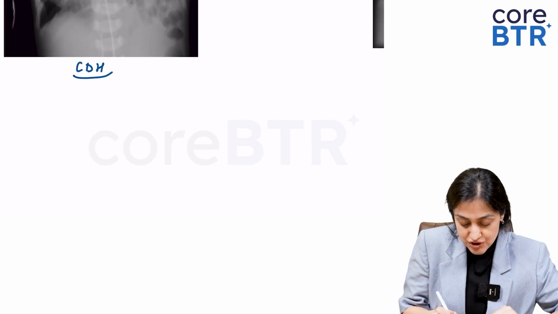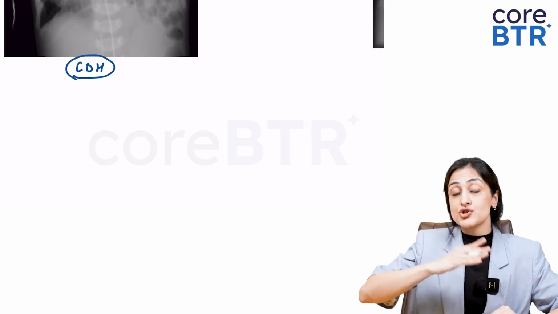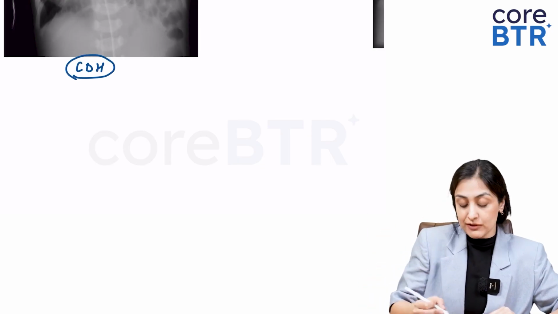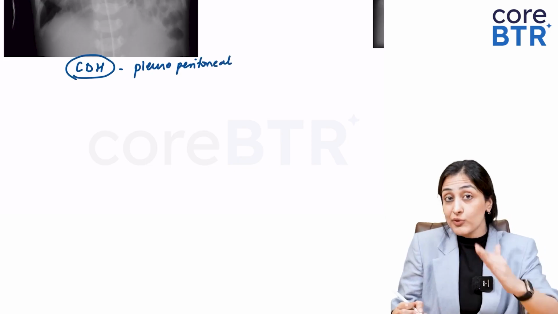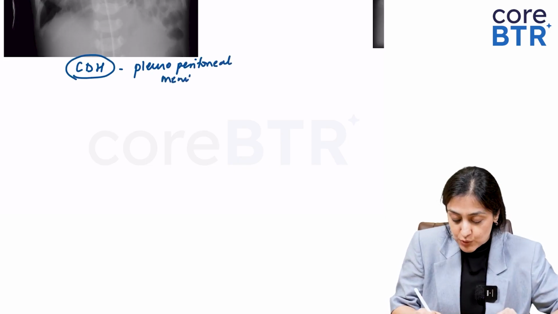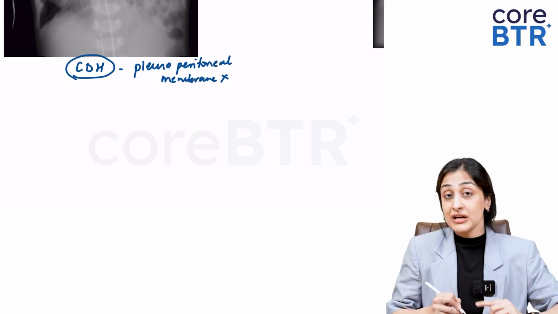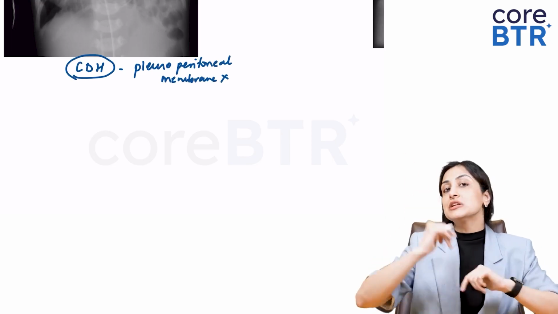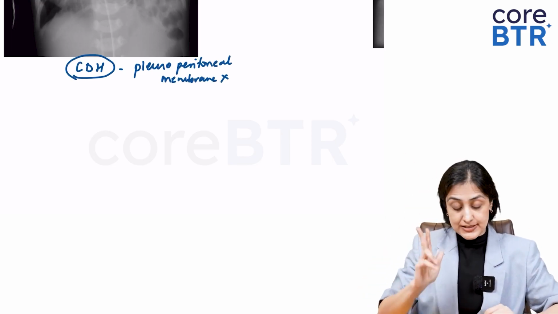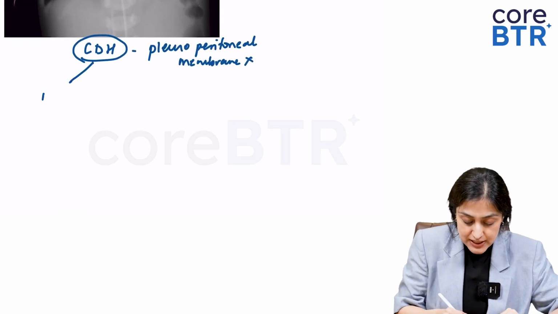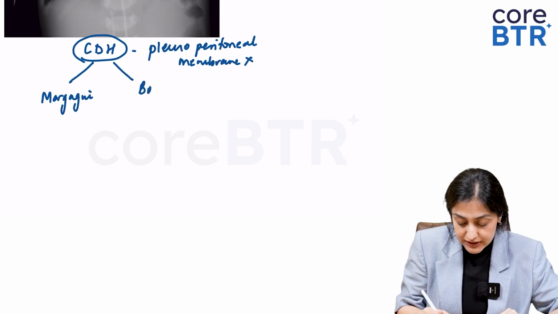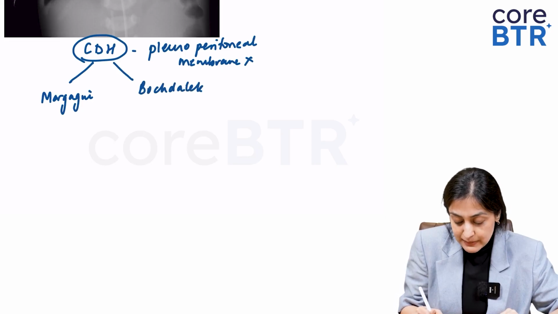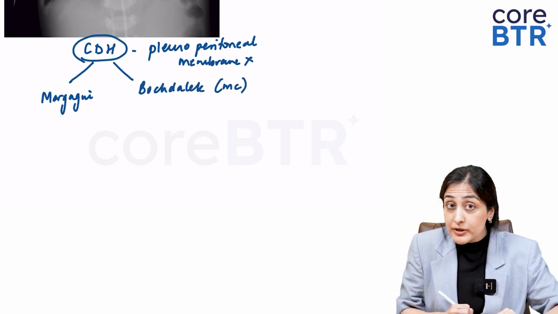So CDH. This is where embryologically the diaphragm is not well developed. It is because of the pleuroperitoneal membrane, right? That is what forms the dome of the diaphragm. This pleuroperitoneal membrane is not formed, and because of that, the abdominal contents herniate into the thorax. Here there are two types, right? So you have the Morgagni type and the Bochdalek type. The Bochdalek type is far more common.